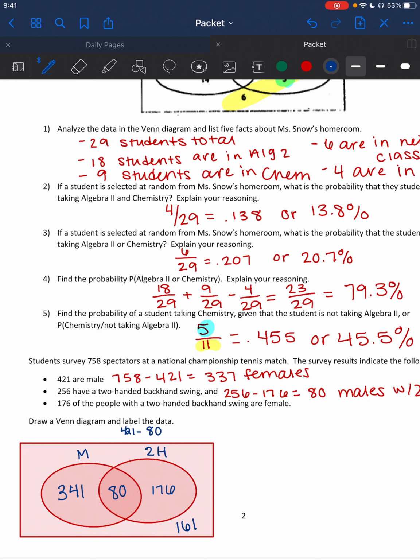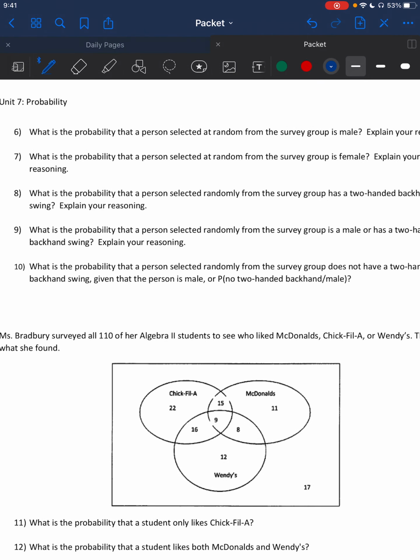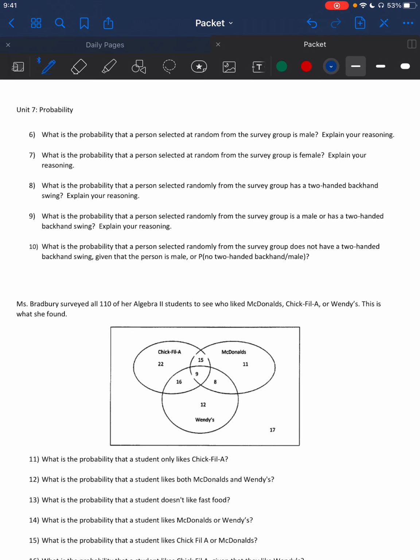Okay, the questions for this Venn diagram are on the next page, which is kind of inconvenient, but you can separate your pages if you need to. And we're going to look at the probabilities now. So what's the probability that a person selected is a male? So we had a total of 421 males out of 758 people. So that gives us 55.5% chance of picking a male. Probably the person randomly selected is a female, so same thing, but with the females.